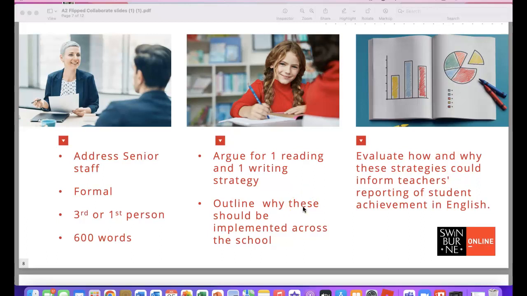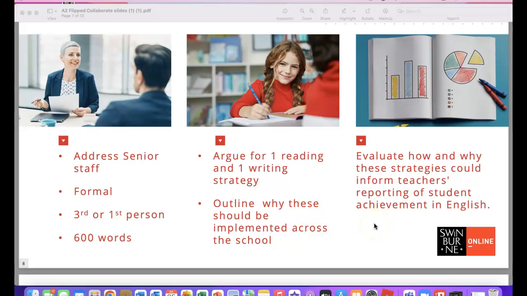So why should these be implemented across the school? If we're going to invest money, invest time, invest teacher training in all of these things, why should we put our effort and training and invest time in a particular assessment? Obviously, a school's not going to take on an assessment lightly, and they put a lot of thought into which assessments they want in their assessment program.